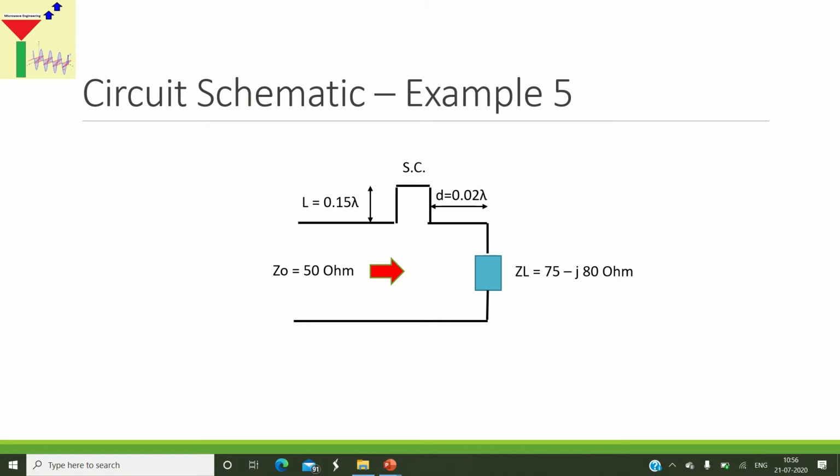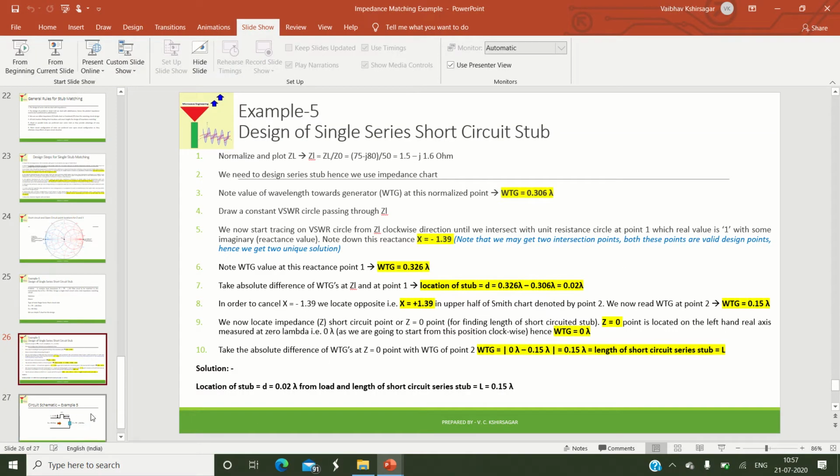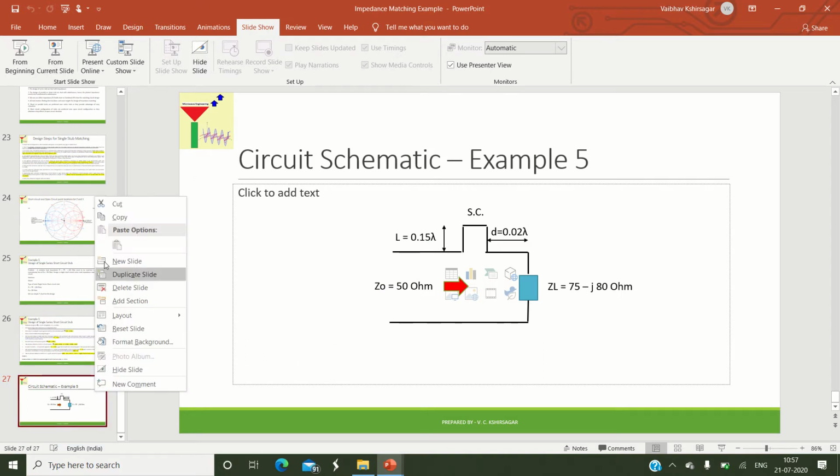Let us take one particular example in order to illustrate the concept. I will continue over here in our next slide, and I will write the design statement for parallel stub.